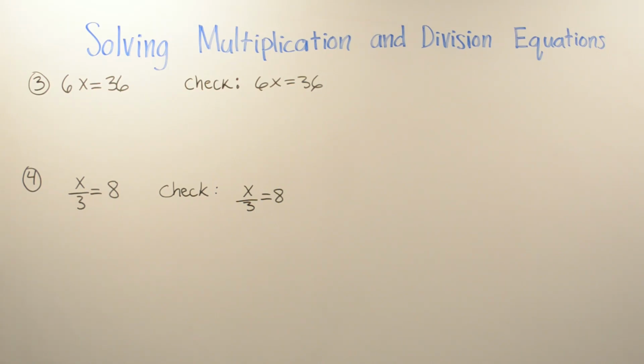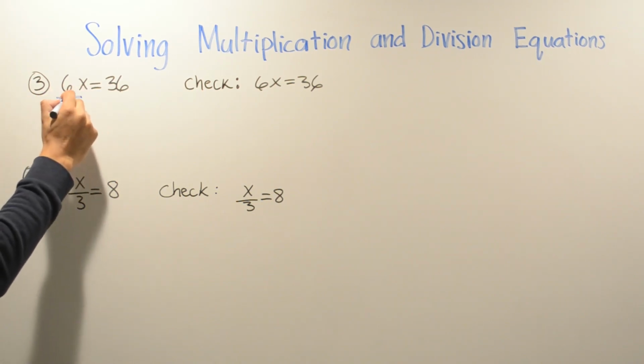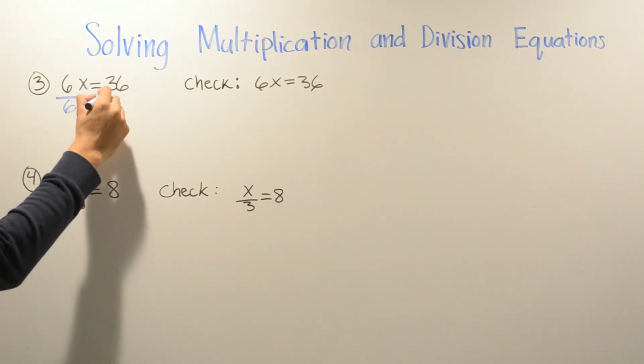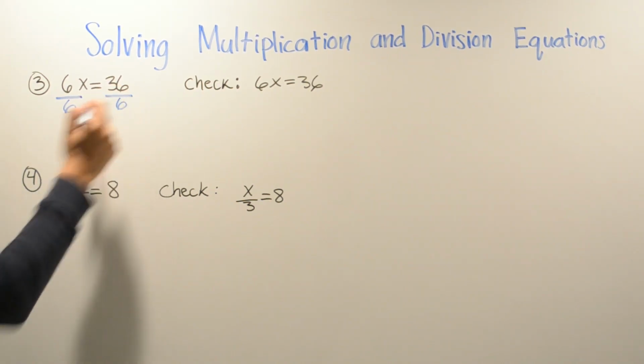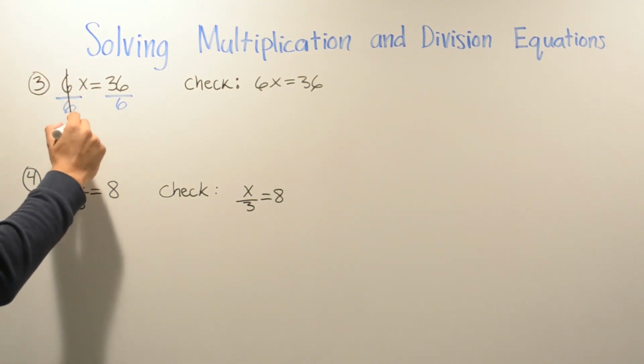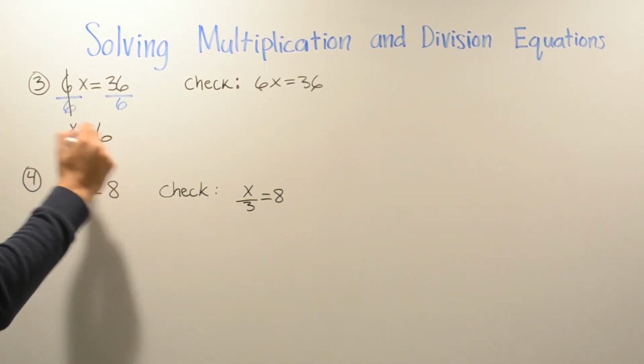So start with number 3. We have 6x equals 36, so we know we're multiplying. Remember, the opposite of multiplication is going to be division. So to get rid of 6, we have to divide by 6. Whatever we do on one side of the equal sign, don't forget you have to do it on the other side of the equal sign. Now that we did that, we're going to cancel 6 here. It's going to leave x by itself. So we have x equals 6 goes into 36 6 times.